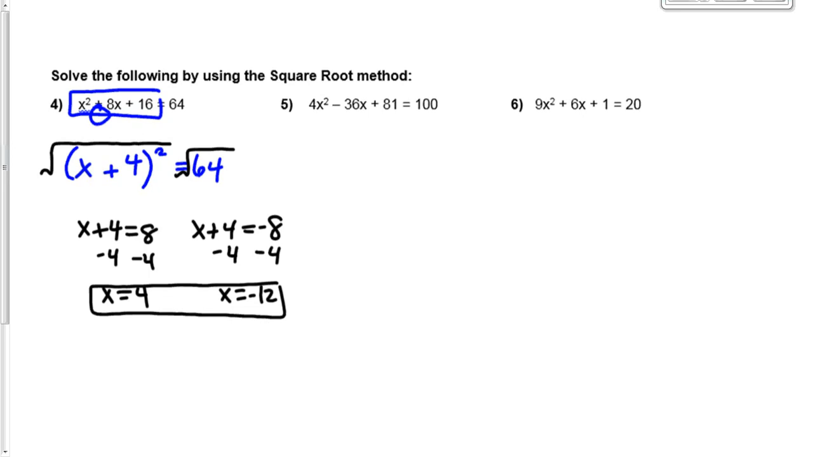Looking at number 5 again, I want to take what's written right here and turn it into its factored form. Well, I know the square root of 4x squared is 2x. The square root of 81 is 9. They've got a minus sign in between them, and that squared should equal 100. All I did was take this boxed-in thing and turn it into its factored form, and now I'm able to work backwards. So I'm going to take the square root.